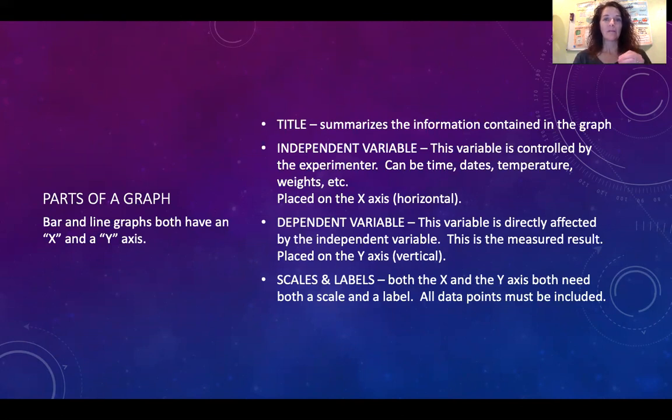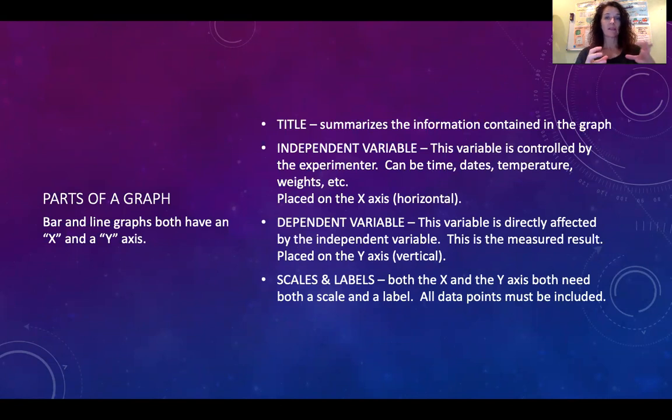There is an independent variable that is controlled by the experimenter. Okay, it can be time, can be dates, can be temperature, can be weights, whatever it is we're controlling. That goes on the x-axis, that bottom line, that horizontal line, and it is what we control. Now, what we're measuring is going to be the dependent variable. Okay, that's going to go up the y-axis or up the vertical axis, and that's going to change. So we're going to measure the thing that we measure. The thing that changes is going to go up the vertical or y-axis.